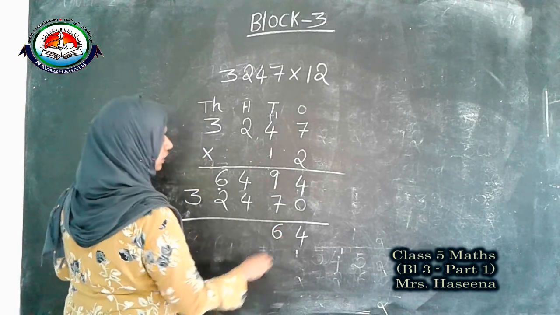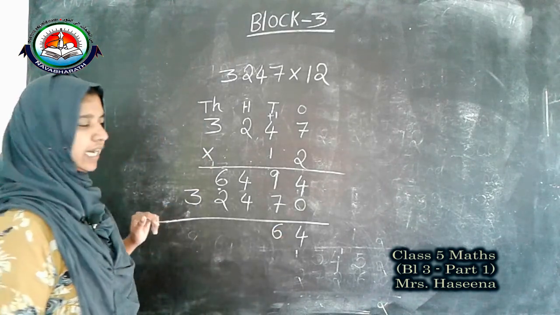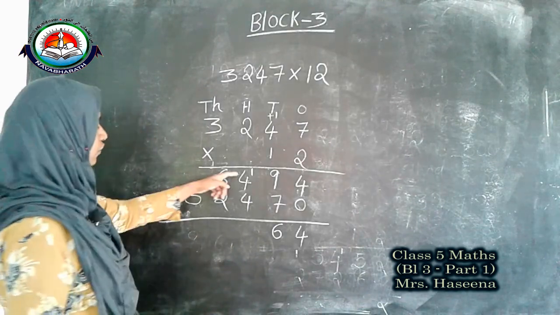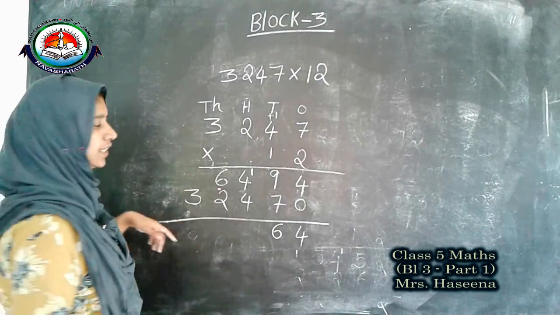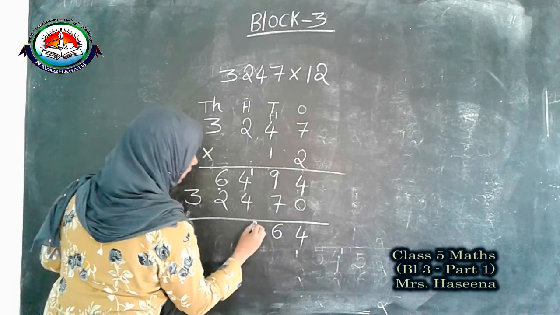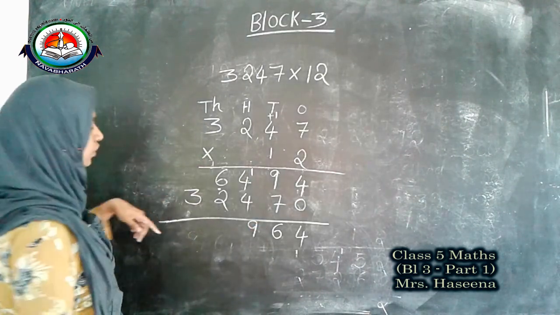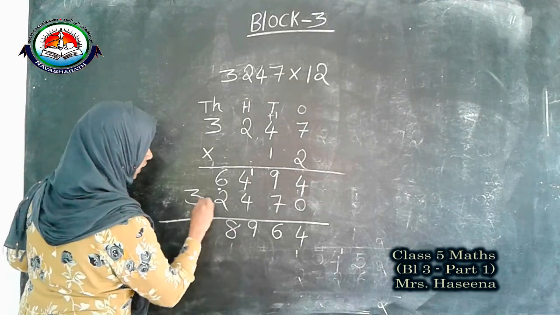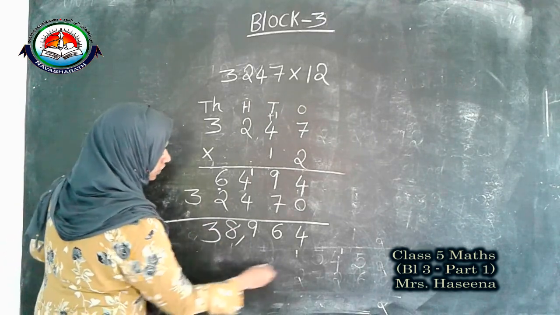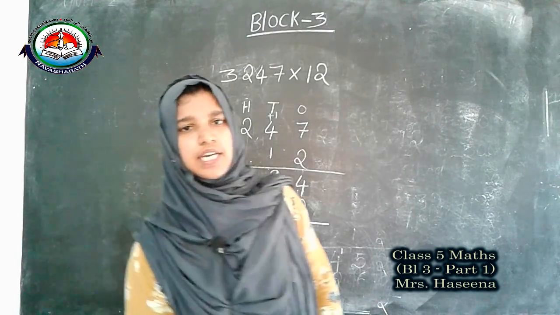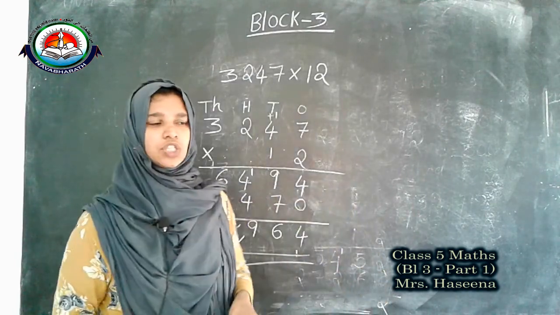9 plus 7, 16. 16 we can write only 6. Carry over 100. Then 4 plus 4, 8. 8 plus 1, 9. Okay. 6 plus 2, 8. Then 3. So, 38,964.